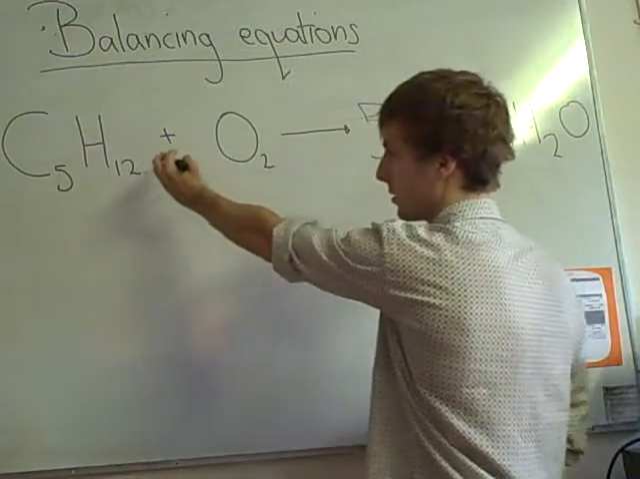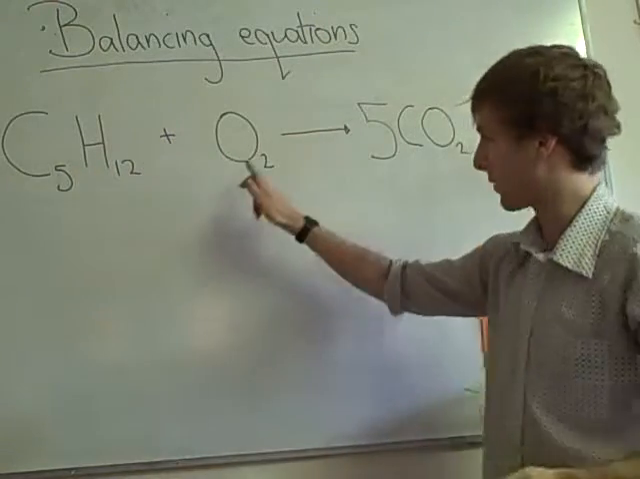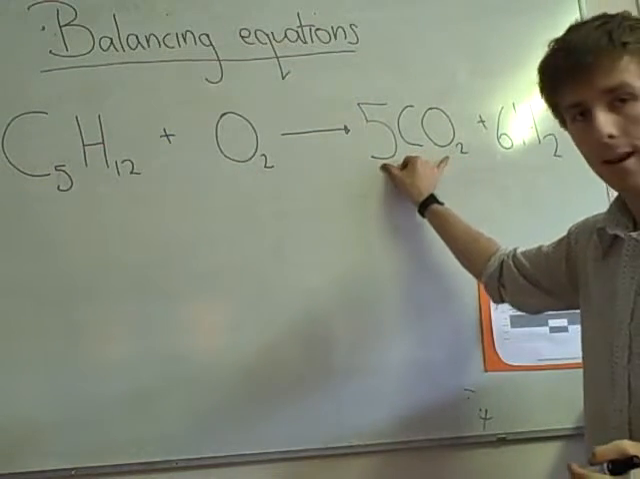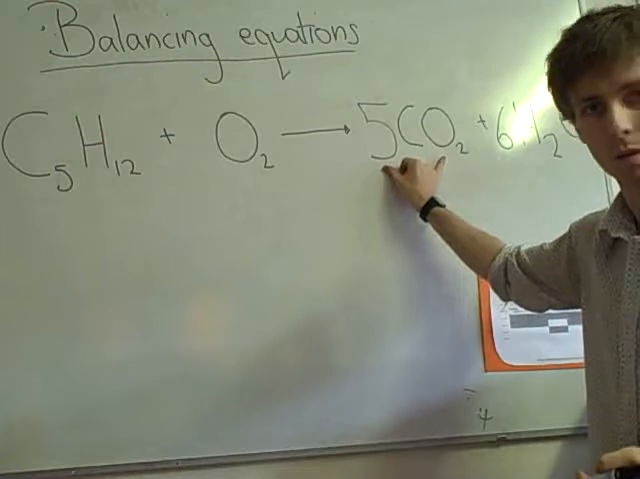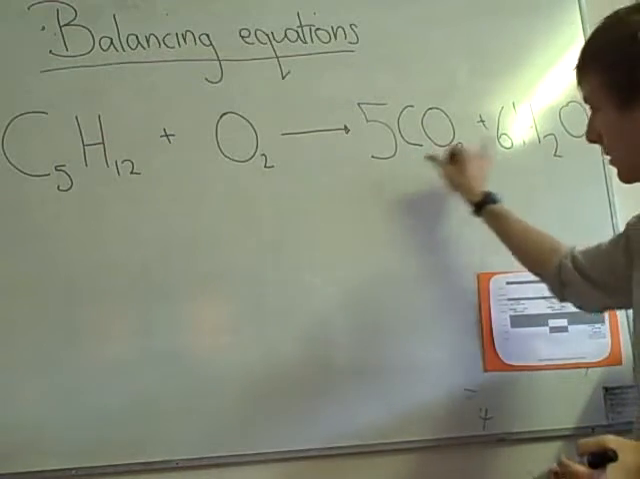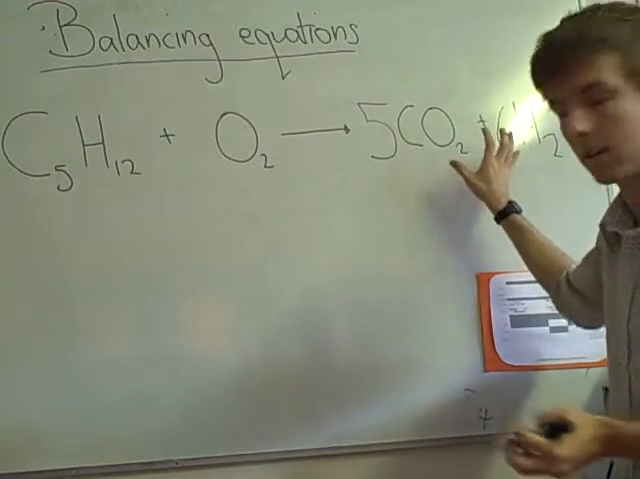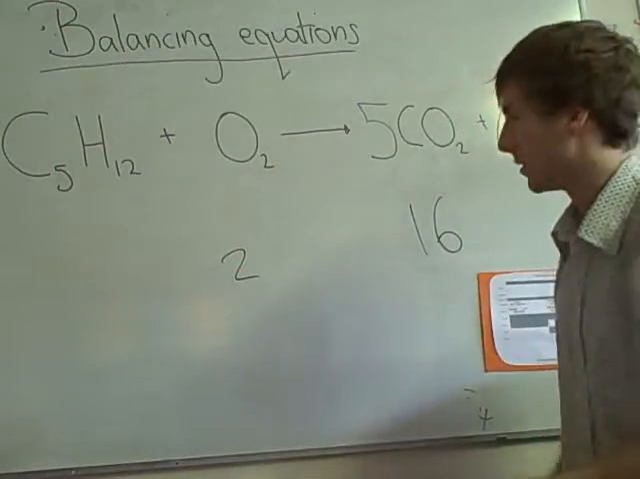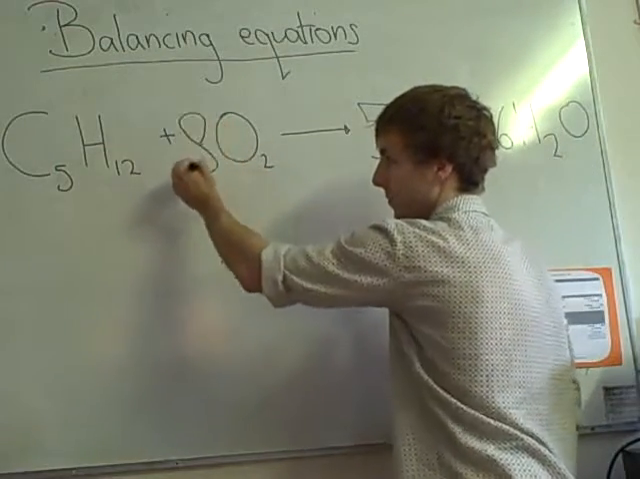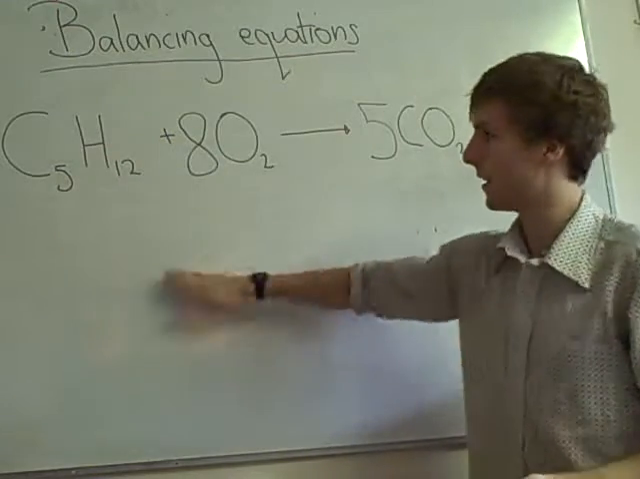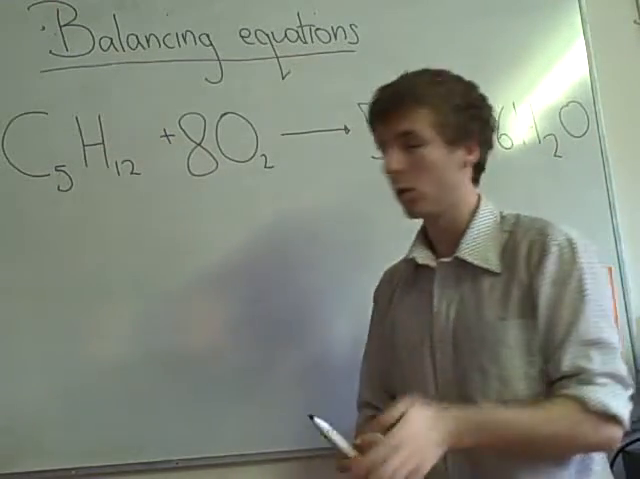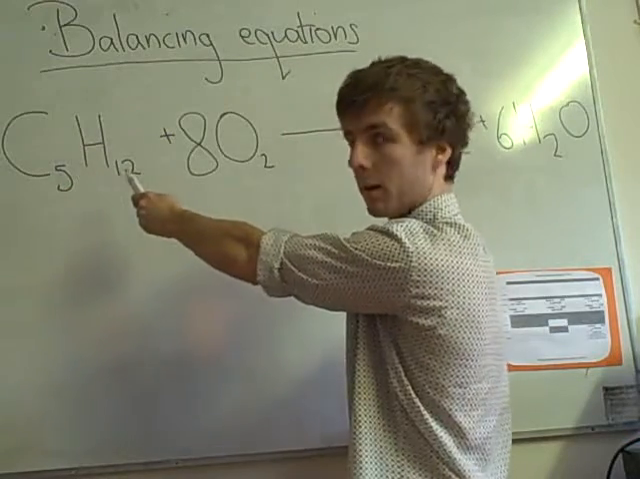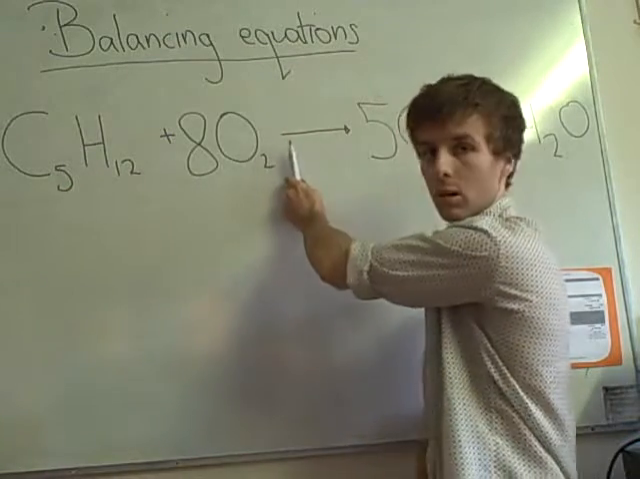And then move across. Oxygen. I've got 2 oxygens on this side, and I've got a total of 10 oxygens there, 5 times 2, plus 6. So 10 add 6 is 16. So I've got 16 on this side, but only 2 on that side. So if I put an 8 in front of my oxygens there, that is now balanced. And the rule is, you do that, you start on this side, and you work your way across, doing one element at a time, until you get to the arrow.